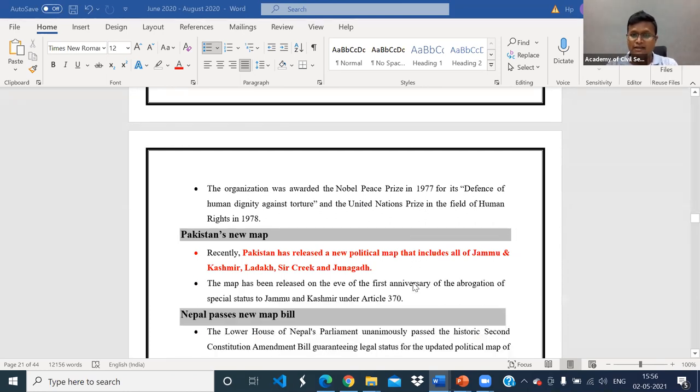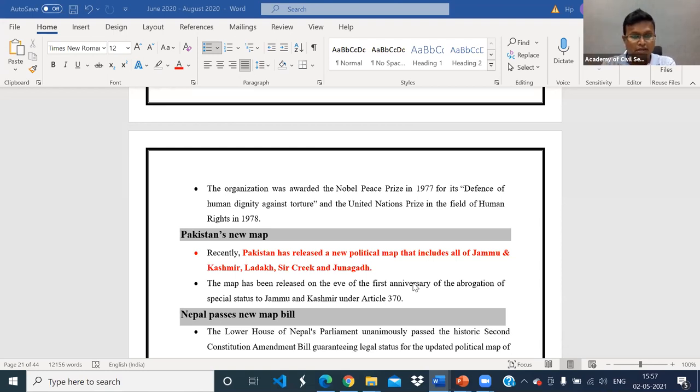Pakistan's new map. Pakistan has prepared a new map in which Jammu and Kashmir is a part of Pakistan. Ladakh is part of Jammu and Kashmir, we know. But the question will come regarding this particular area. Sir Creek, they have included as a part of Pakistan. This geography of Sir Creek: it is a delta of the Indus River on the India-Pakistan border. Sometimes it will come in the news, Sir Creek, which was in news recently; which of the following is the correct explanation of this geographic term? Then Sir Creek is an Indus River delta on the border of India and Pakistan. You have to understand that.